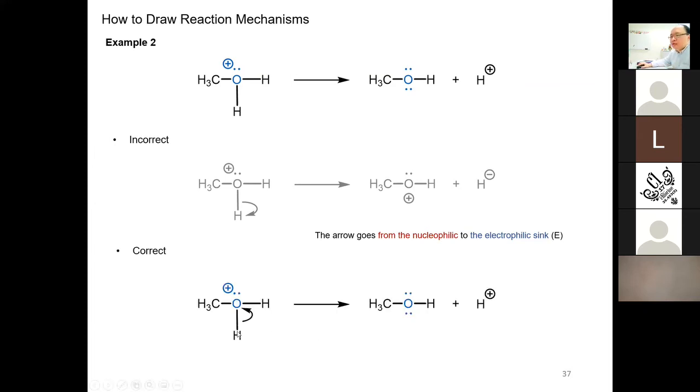It doesn't want to give away electrons anymore. It's deficient in electrons, and it wants to accept electrons. So what do we do? We put these bonding electrons onto the oxygen. Then the oxygen is very happy, because it was electron deficient and now it has a pair of electrons. So it becomes a neutral molecule, and the hydrogen loses its electrons and becomes a proton.